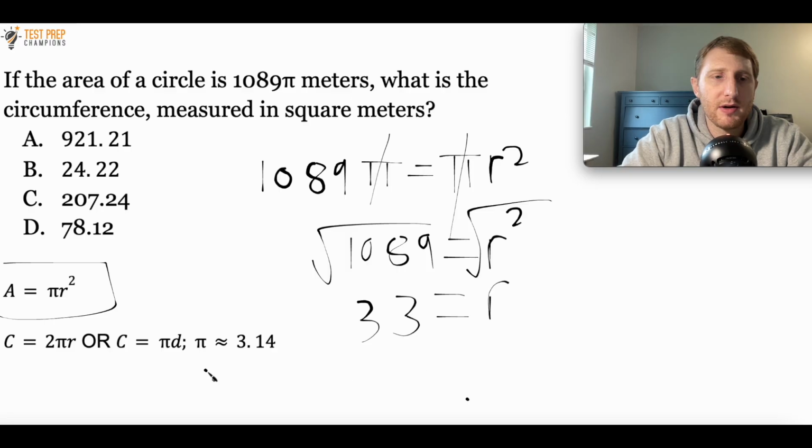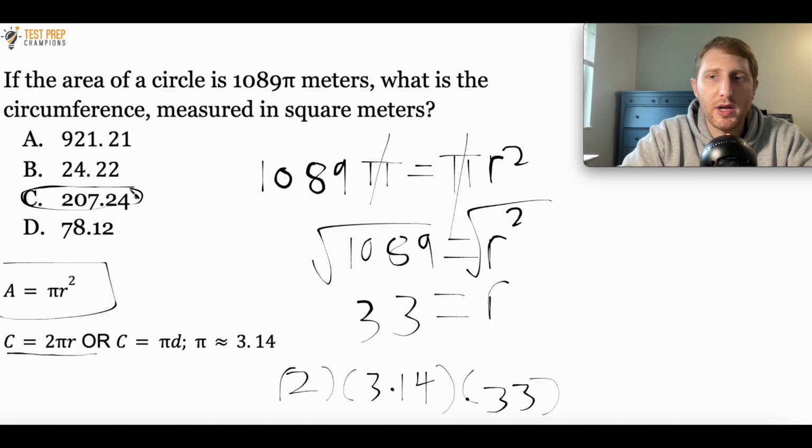So the next step here is to use the formula for circumference. We have 2 times 3.14 times 33. So when we do this, we'll see that the answer is C, 207.24.